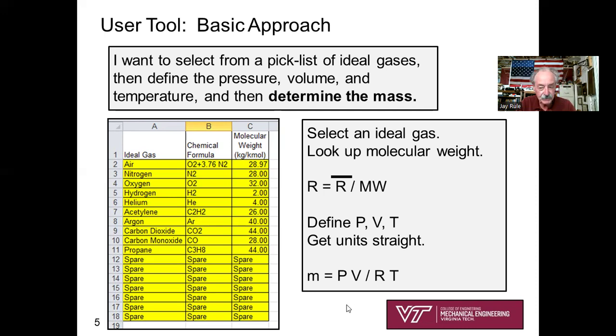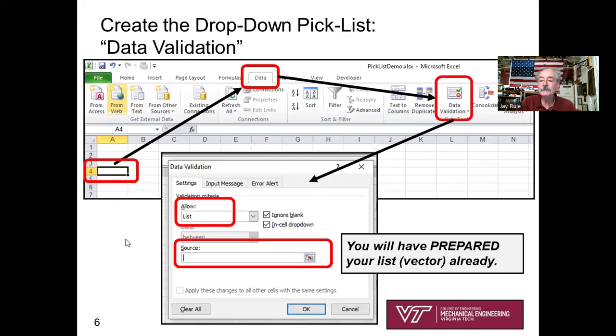So the very simple user tool, but I think it's just a good starting point so you can learn how to use a drop-down pick list, how to deal with looking up. Once you've selected, let's say, oxygen, I'm going to show you how to look up O2 and look up 32 for the molecular weight. Here's a screenshot of what I'm going to show you how to do live. We're 7 minutes into the video, but let's look at the screenshot.